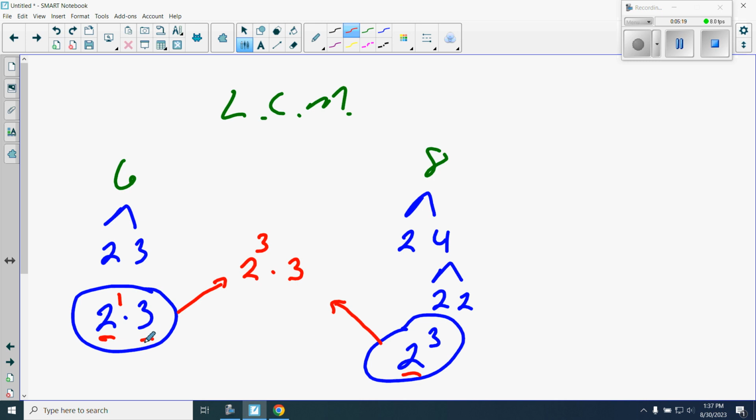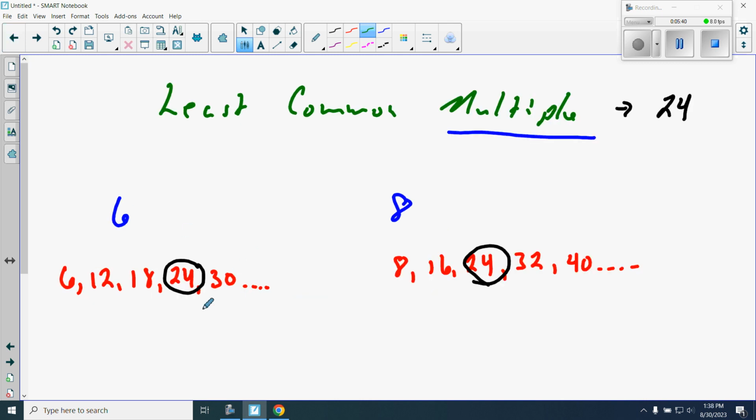Over here, this is the 3. What's the highest exponent I have of 3? Well, 1. So if I take a look at this number right here, 2 times 2 times 2 is 8, times 3 is 24. And as you recall from our previous slide, 24 was the number that we had found in our list. All right. So it works out faster that way.